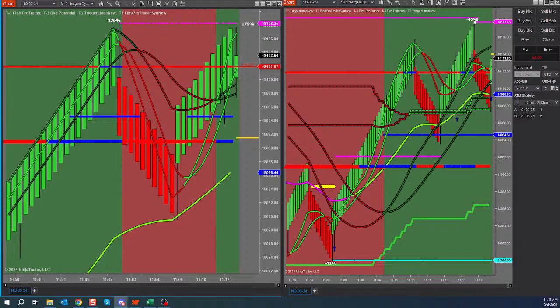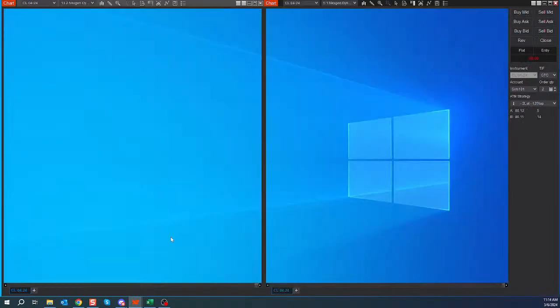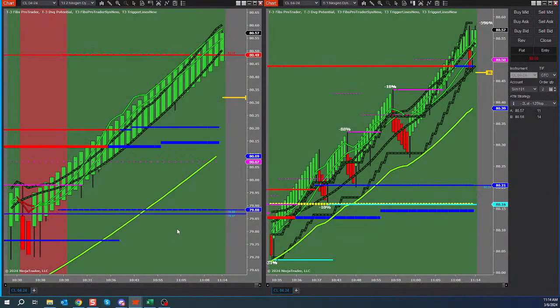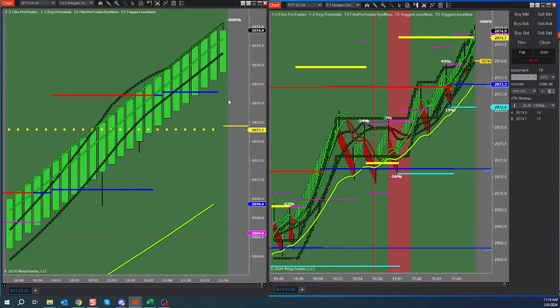With divergence. We'll see if it works or not. Guys, what do you want to talk about? There's a big grind up in crude. There's a 50-50 on the RTY. Nope, that's probably old. There we go.